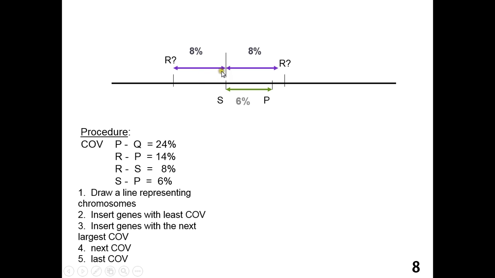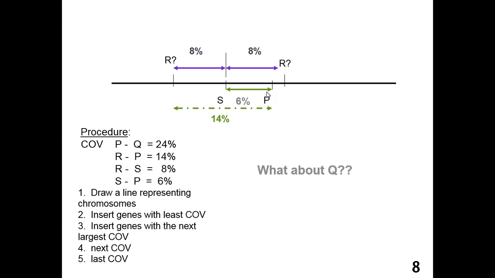To determine which location of R is the most likely position, we can look at the other information to try to eliminate the position of R. So R and P is 14%. If R is the position to the right of S, it is not possible for you to have a 14% crossover value with P. Therefore, I will eliminate this potential R and stick with the one to the left of S. That works out to be exactly 14% from P.